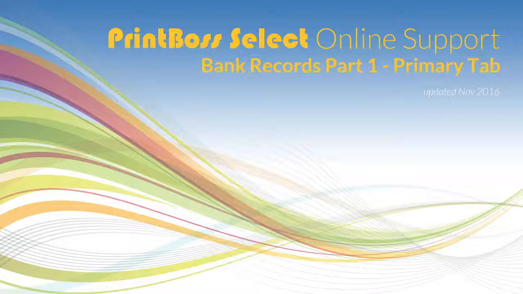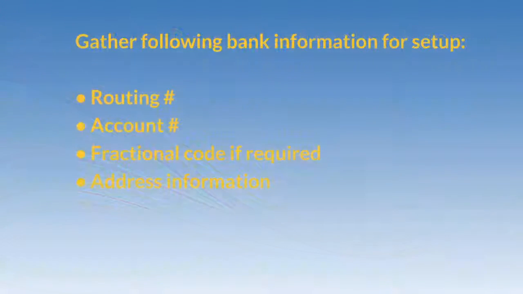The PrintBoss bank records contain information that will print on your checks, such as the company name and address and the bank account number. To start, gather all the bank information you want to print on your checks. This will include the name of the bank, the routing, and account number for every bank account you have to set up to use with QuickBooks. Also have the bank address and the official company name and address for the account.